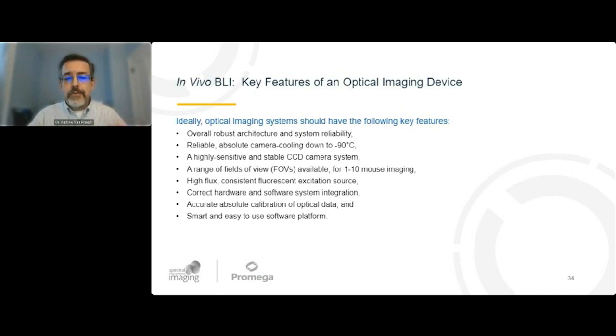For those that are doing fluorescence, a high flux, consistent fluorescent light source is critical. The use of a system that has an overall system integration for both hardware and software, so that the important capability of normalizing all of your optical data, no matter the camera settings, so that for any given target, you will always get the same reported value. This is a central quantitative feature of any good optical imaging system. And of course, the interface with the user. You want to have a smart, easy to use software platform.